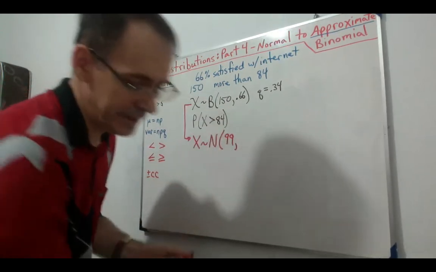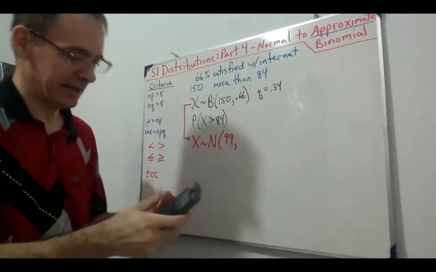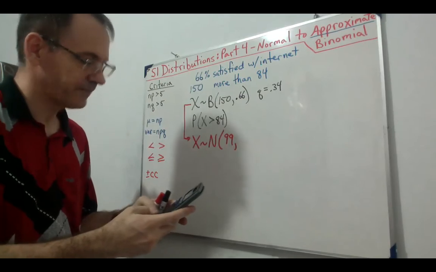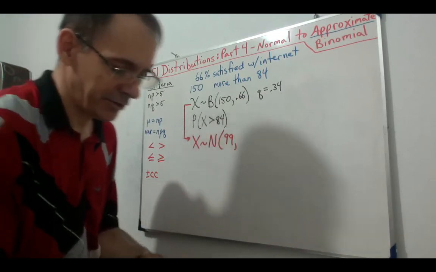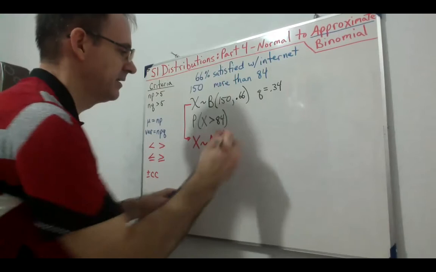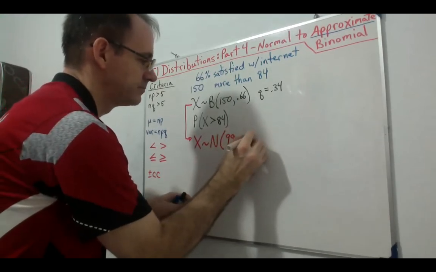And then npq, just multiply that again times 0.34, and we get 33.66. That is our variance.